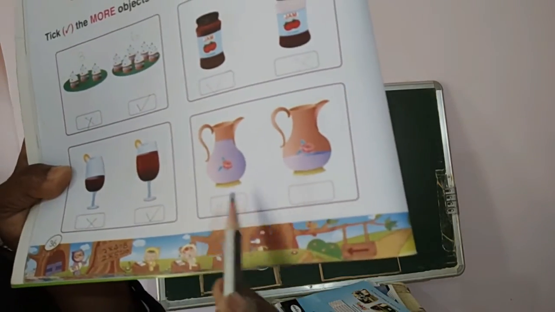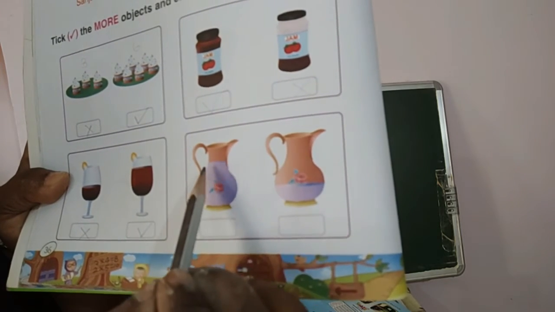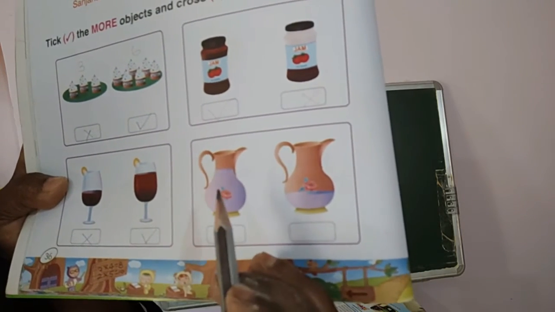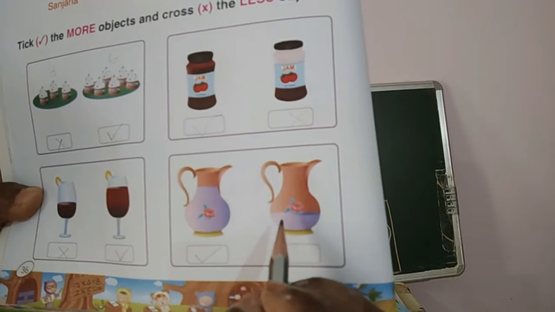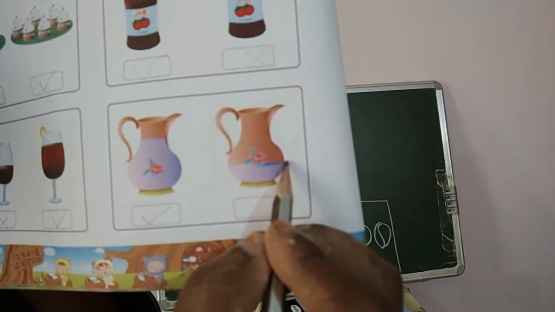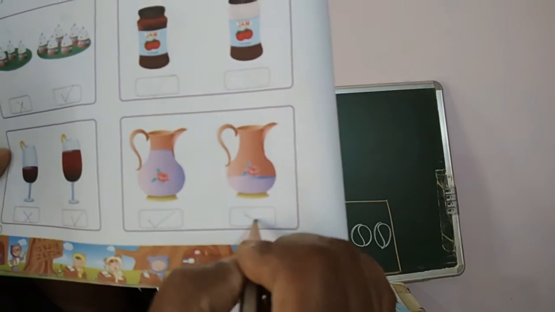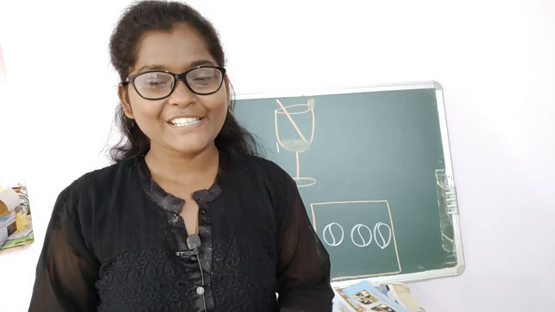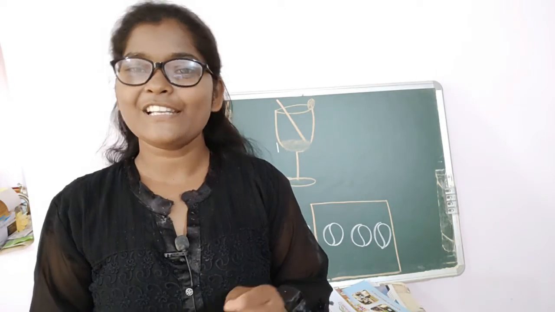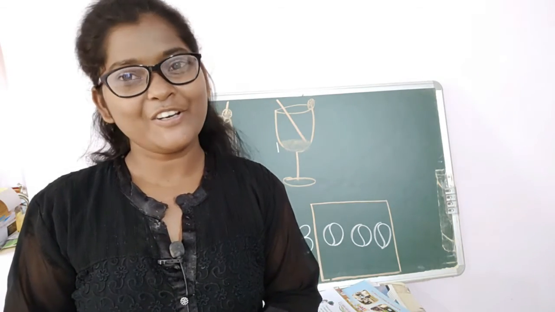Okay. Now see these 2 jars. Yes, the water level is more. So you just tick it here, and here the water level is less, so you just cross it here. Okay. Having learned about comparison of more or less, let's do some more activity.